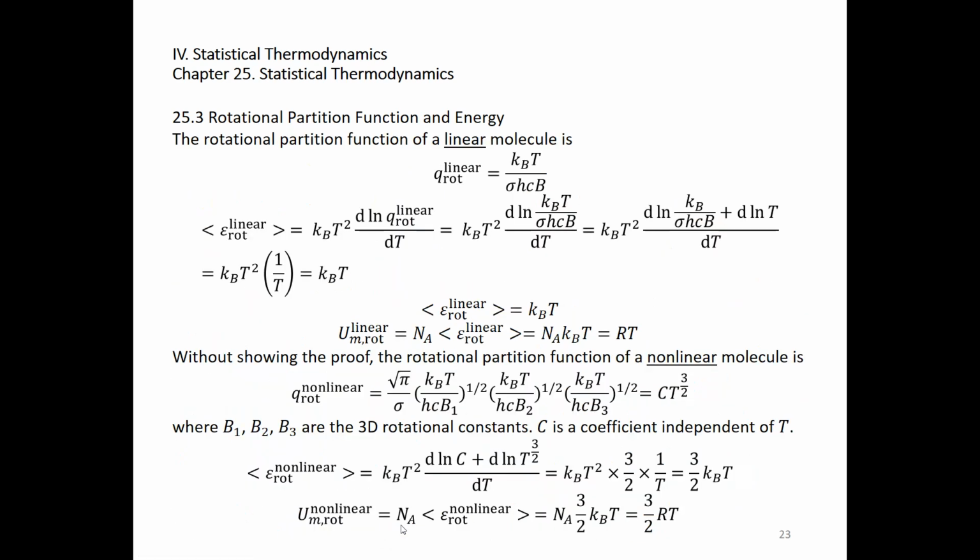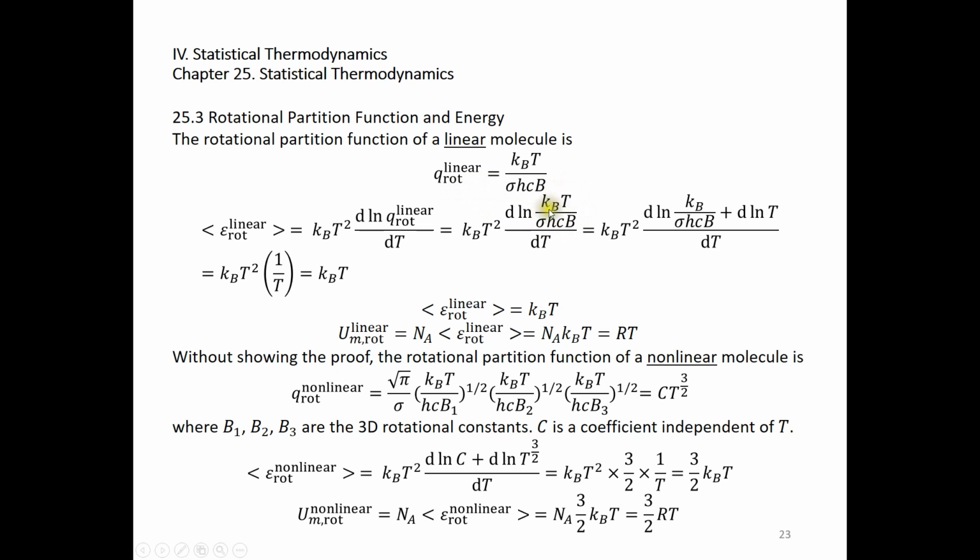The rotational partition function of a linear molecule is this: kBT over sigma hcB. Sigma is the symmetry factor. Now we're going to look at the average rotational energy for a linear molecule. It's going to be kBT squared d ln q over dT, and this q is the rotational partition function for a linear molecule. We plug in the expression over here.